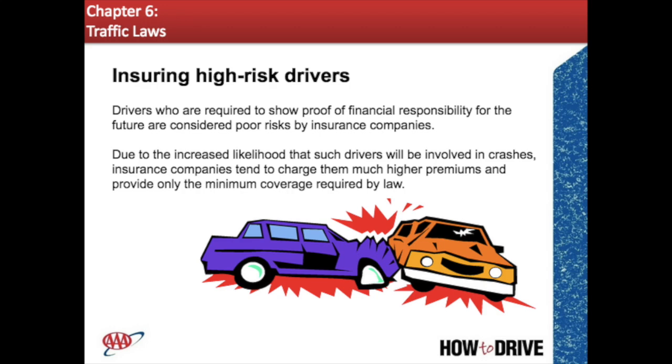Then we have insuring high-risk drivers. Drivers who are required to show proof of financial responsibility for the future are considered poor risks by insurance companies. Insurance companies often turn down such drivers when they apply for liability insurance protection. To provide coverage for high-risk drivers, most states offer an assigned risk insurance plan.